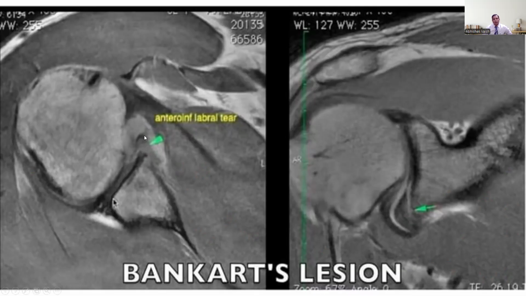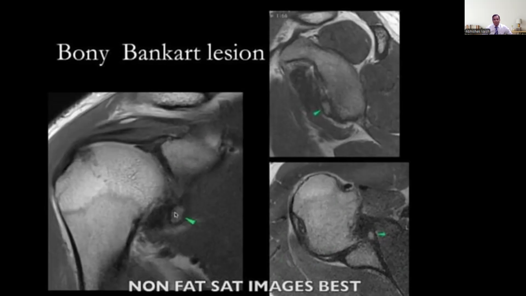I have already spoken about the Bankart lesion. When there is a tear in the anterior inferior labrum, this is called a Bankart lesion. And if there is an associated fracture of the bone of the anterior glenoid rim, then it is a bony Bankart lesion. You can see this is a bony Bankart lesion. There is a broken piece of bone on the anterior glenoid.